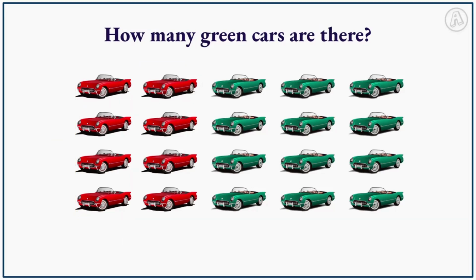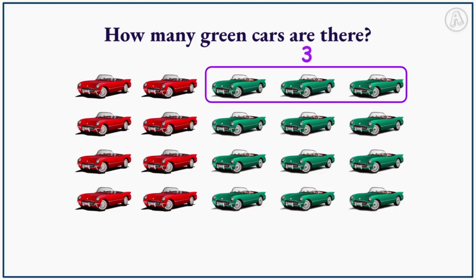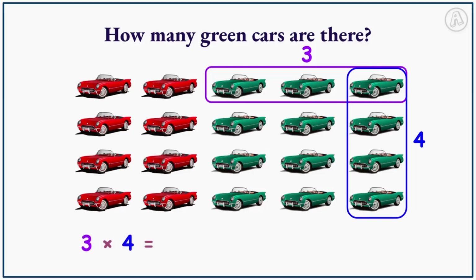Can we calculate how many green cars are in the picture? Let's start by counting the number of cars in the row, which gives us 3, and then the total number of cars in the column, which gives us 4. The product of 3 and 4 will tell us how many green cars are in the picture. So we can say 3 times 4 equals 12, or we could say 4 times 3 equals 12. We can see that the order in which we multiply the numbers does not affect our answer.